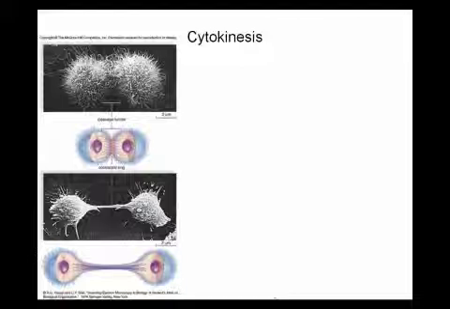Here are some pictures that just illustrate cytokinesis a little bit. This is done with a scanning electron micrograph. And so up at the top, this would be an animal cell. You can see the formation of the cleavage furrow. This cleavage furrow gets deeper. Eventually, these two daughter cells pinch, come apart.